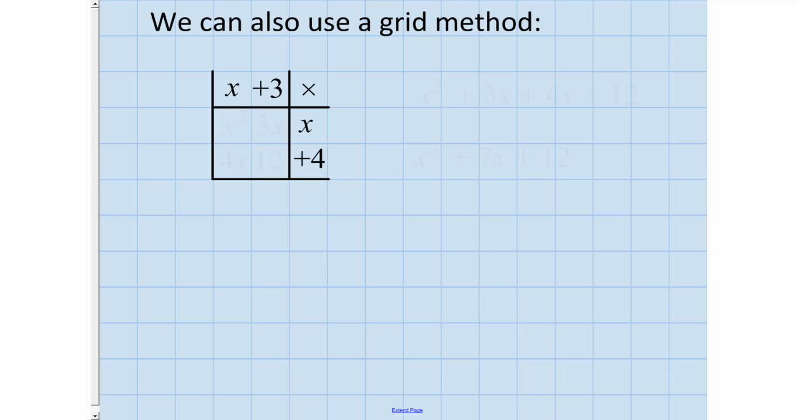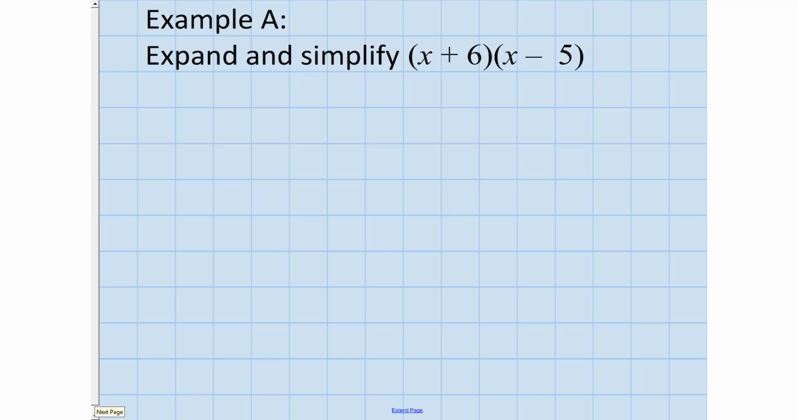So firstly, x times x would be x squared. X times plus 3 would be 3x. X times plus 4 would be 4x. And 4 times 3 would be 12. So our answer is in these four squares we've got x squared plus 7x again, because we've got 3x and 4x, which gives us 7x and plus 12. So let's look at some more examples just to practice.